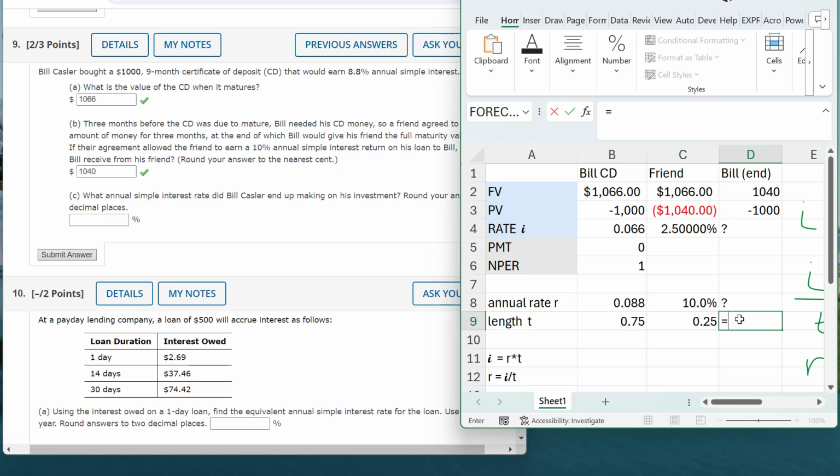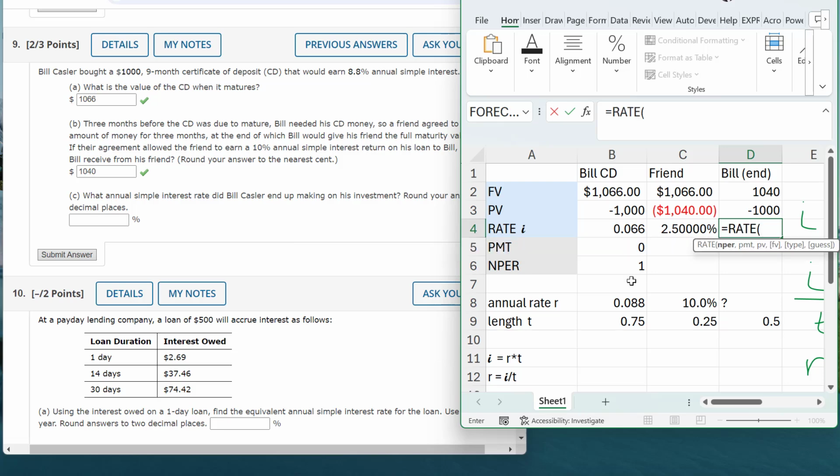Length of time between the time Bill paid the $1,000 and when he got back $1,040, that's 6 months, because he gets the money from his friend at the 6-month mark. He doesn't get to keep this 1066. Bill is out of this CD after 6 months. His friend takes over.